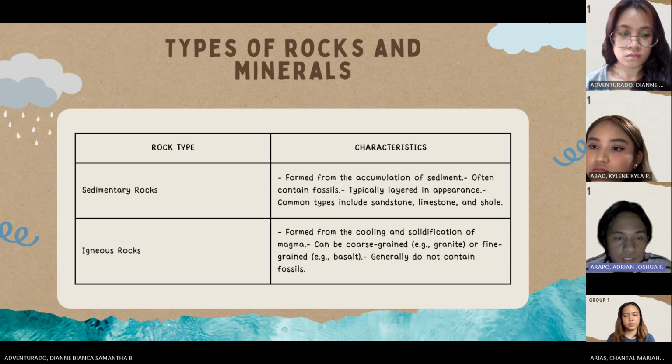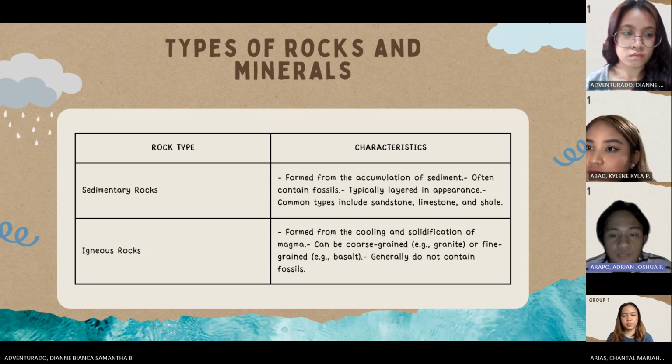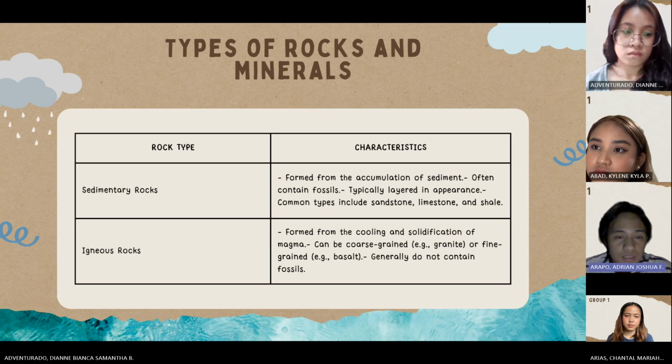Well, igneous rocks are formed when magma cools down and solidifies. Depending on how quickly they cool, they can be coarse grained or fine grained, such as basalt. Unlike sedimentary rocks, igneous rocks generally do not contain fossils since igneous rocks are formed through, just like what I said earlier, the cooling of magma, and magma rarely contains fossils.